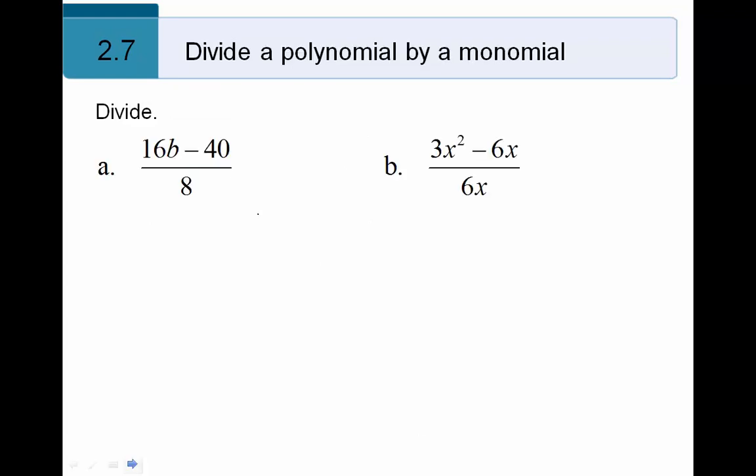Let's try some more. We have the binomial 16b minus 40 divided by 8. So we'll divide 16b by 8 and negative 40 by 8. So that will leave us with 2b negative 5.